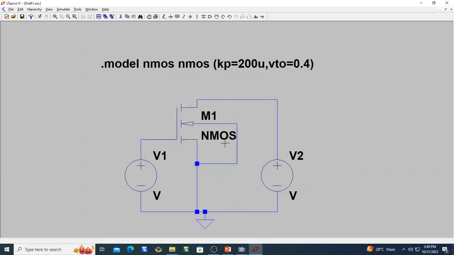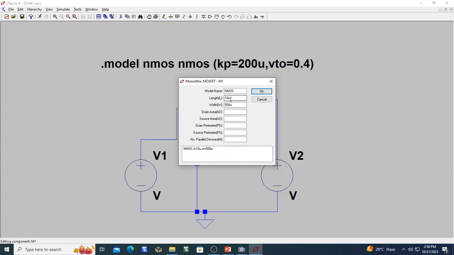W/L becomes 50. Now we have defined the process parameters as KP is 200U. KP is nothing but mu n into Cox. VTO is 0.4. I have defined the dimensions of this MOSFET as 10 micro is the length, 500 micro is the width of the transistor.